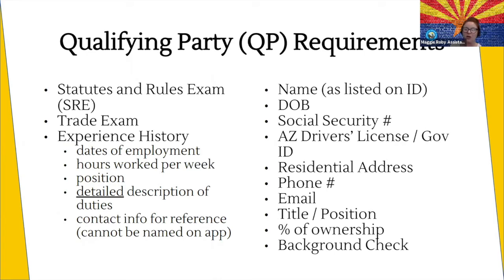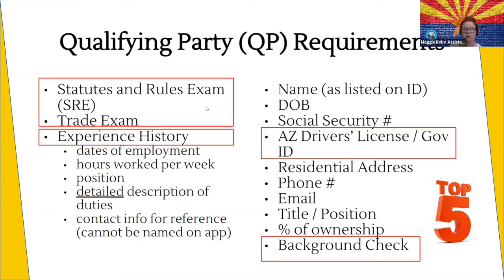We are also going to ask that your qualifying party provide us with personal information such as date of birth, social security number, a valid and legible ID, an address, contact information like phone number, email, also title and position, percentage of ownership if they also own a percent of the company. And then another one of those top big 5 deficiencies is a valid background check that has been completed within the last 90 days. You will want to make sure that you visit our website so that you find that background check link, as we do have a specific background check vendor that you will need to use.